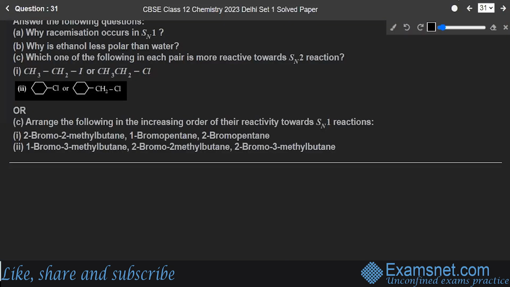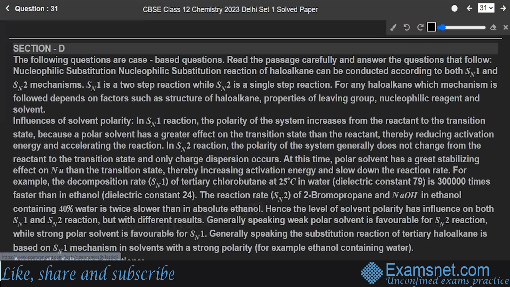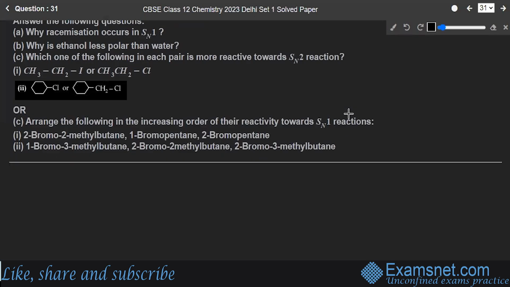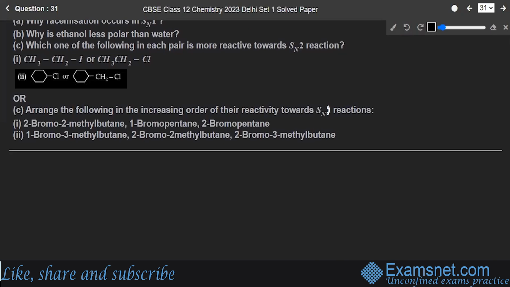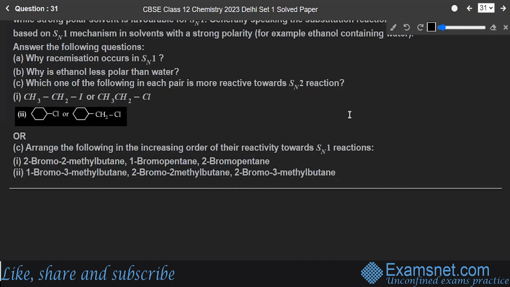For the second part, it says arrange the following in the increasing order of the reactivity towards SN1 reactions. Actually, this is a little like it should be SN2 reactions. No, it is SN1 reactions only. I'm repeating the question again. Arrange the following in the increasing order of their reactivity towards SN1 reactions. It's 2-bromo-2-methylbutane, 1-bromopentane, 2-bromopentane, and the second one is this.